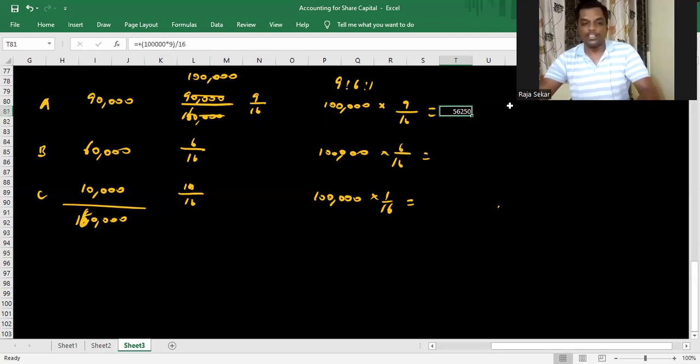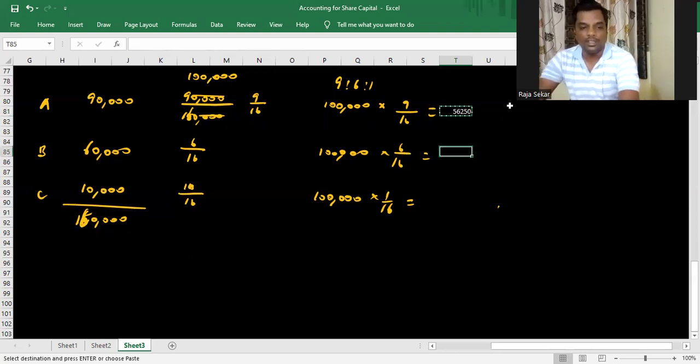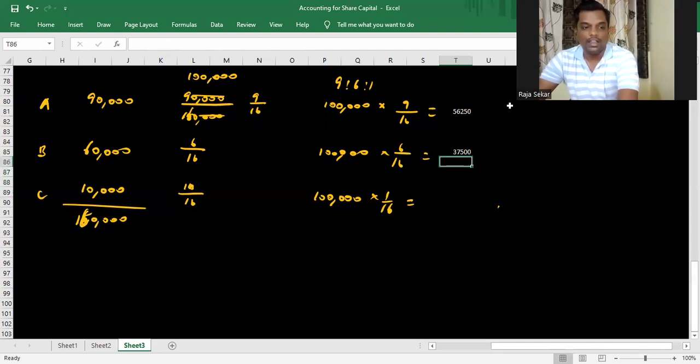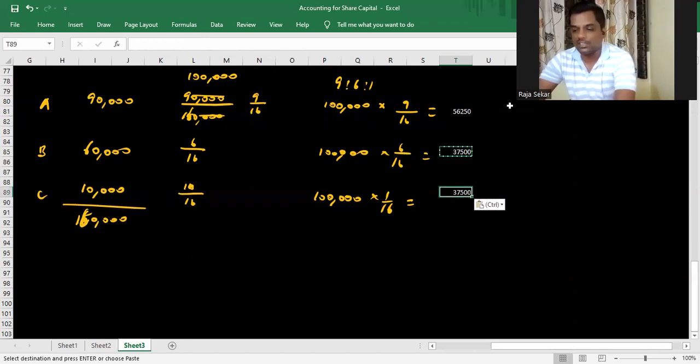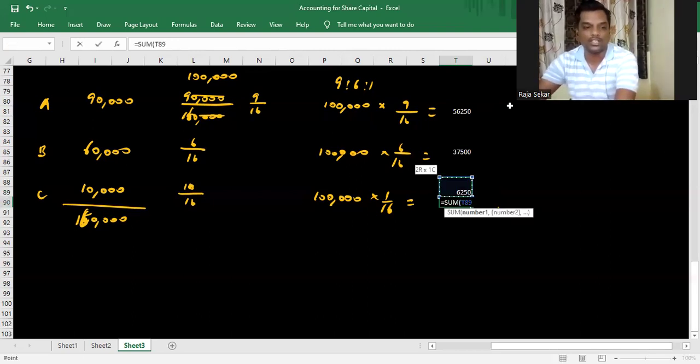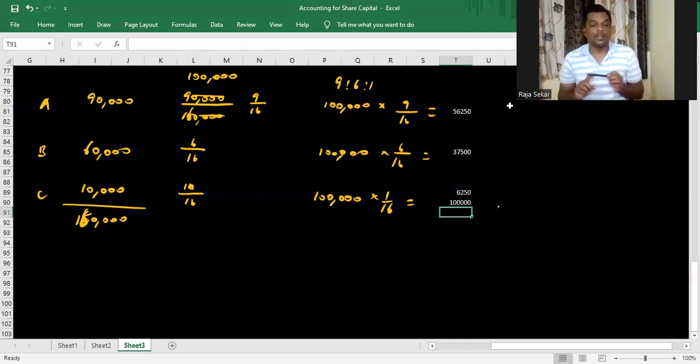56,250 shares. Likewise, if you see for B, the number of shares allotted would be 1 lakh into 6 divided by 16, which is 37,500. And for C, it will be 1 lakh into 1 by 16, which would be 6,250. And if you add all the shares, you will get 1 lakh shares. Understood or not, my dear children?